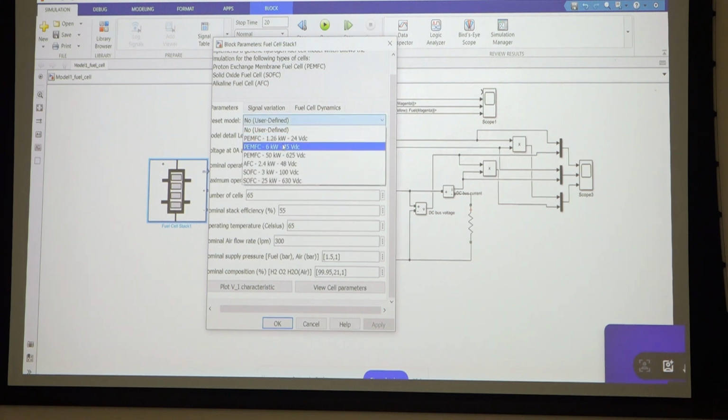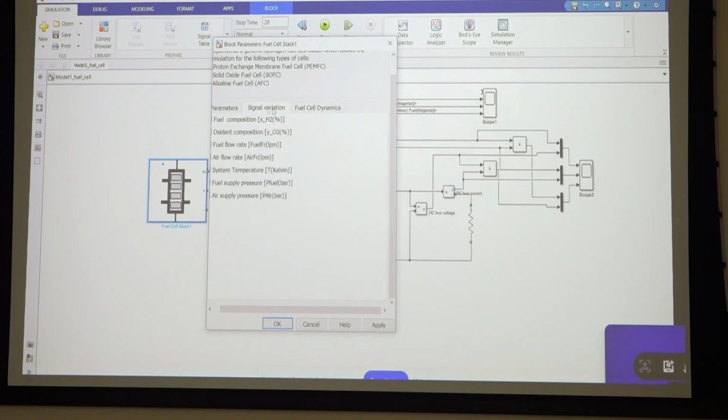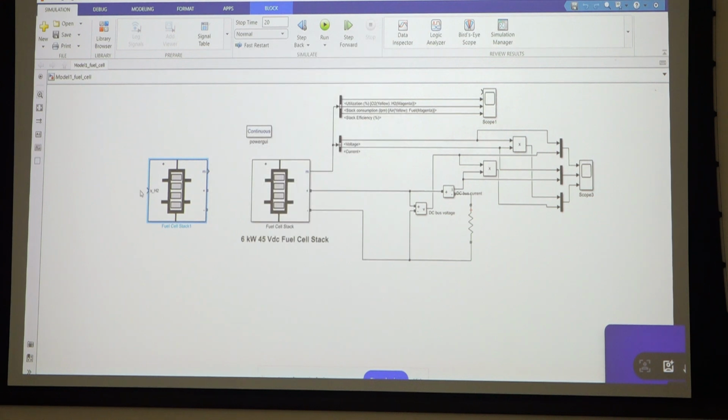So if you choose any one pre-built, you see most of these things are hidden now, inactive. You can't insert this value because this is built in. After then, another field is called signal variations. What type of fuel consumption you have to input in your fuel cell stack, you can provide by using an external input probe. If you click here, there is an input probe where you can define the fuel consumption percentage.